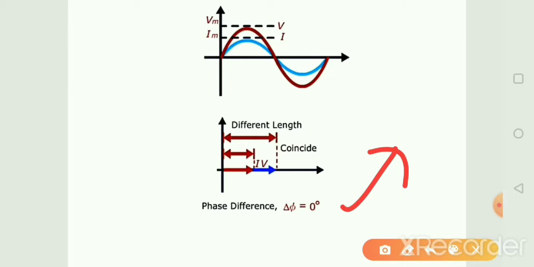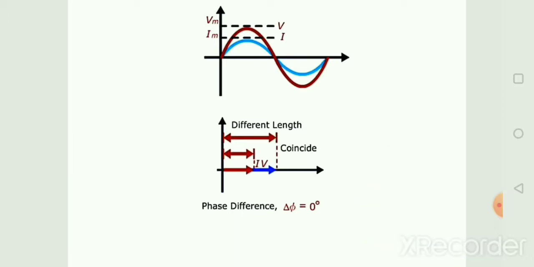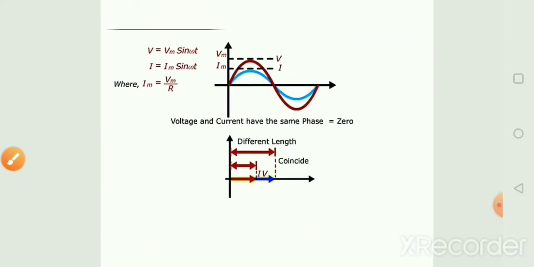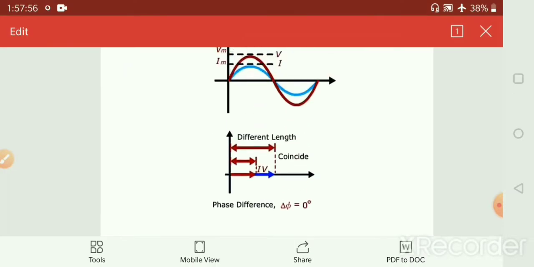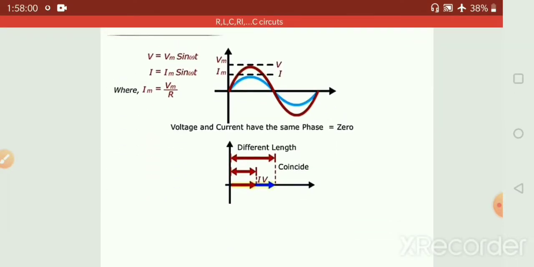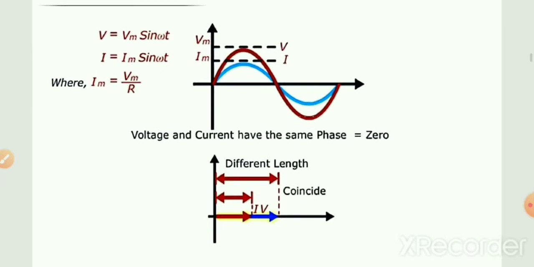Now this waveform is completed at 2 pi. This diagram is of power. Here the voltage and current have the same phase. We know that this is 0.